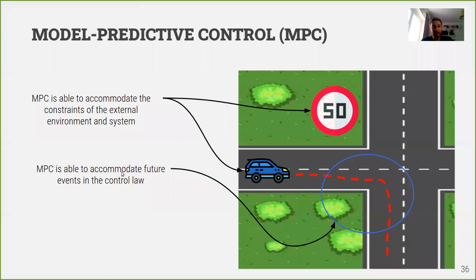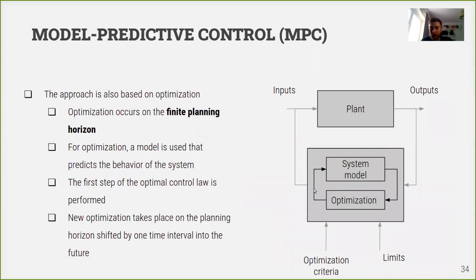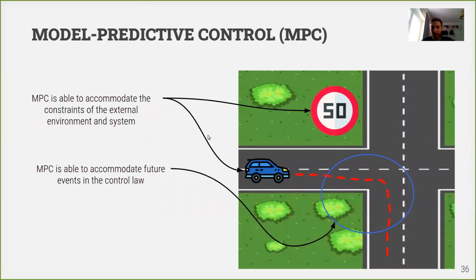And in MPC, we can know or accommodate future events directly in our control law. For example, if we know that there is a turn somewhere in the future because we have a map, we can directly use it here because we have a planning horizon, and we know that at some point in time we will need to turn, and we directly accommodate it in our control law.